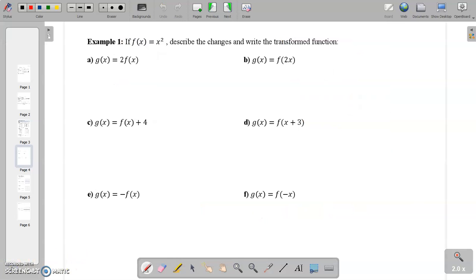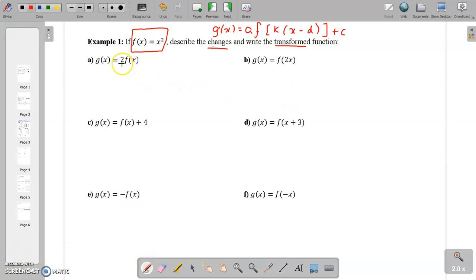Alright, so this next section has two parts to it. Describe the changes and write the transform function. So if we say g of x equals 2 times f of x, and our f of x is the base function or the parent function for the quadratic, f of x equals x squared. So when we have g of x equals 2 f of x, which part of that general equation is this?